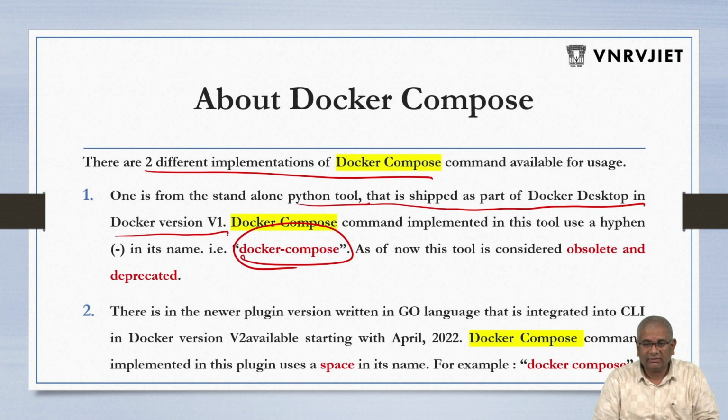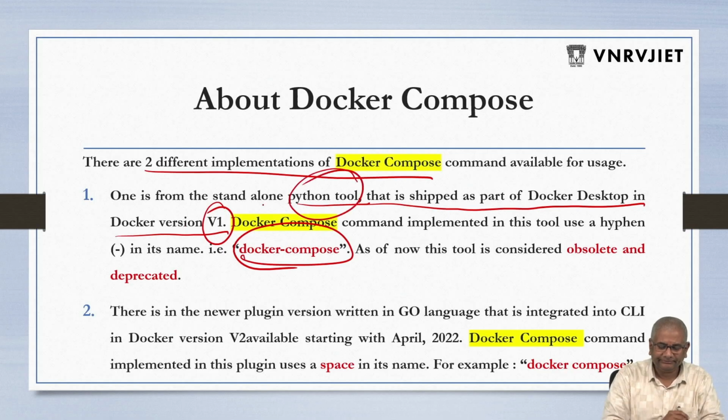v1. So Docker Desktop is what you actually install on your local computer or wherever server, it is the Docker host, right? That's what it is, Docker Desktop. The visual screen, the UI for the Docker host, is Docker Desktop, nothing but the UI for the Docker host. So with version 1, it is provided as a Python tool.